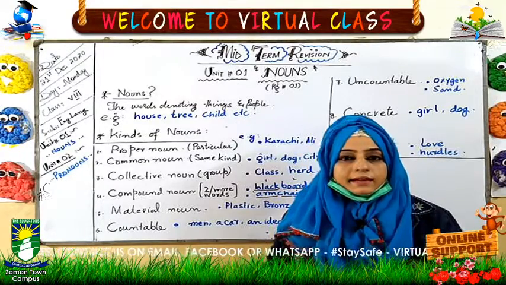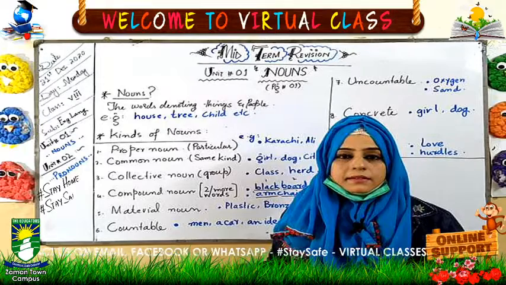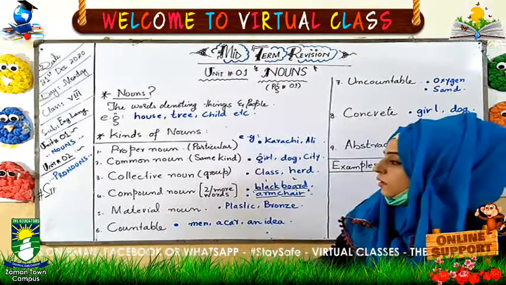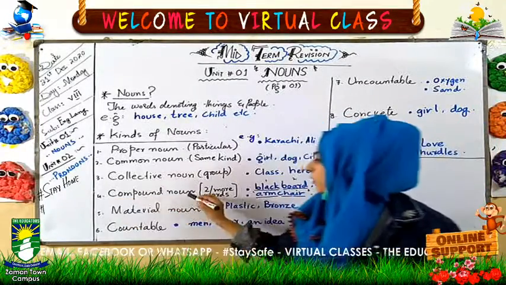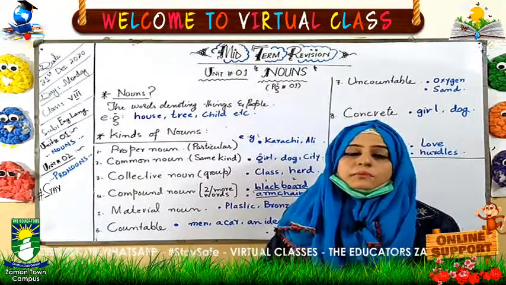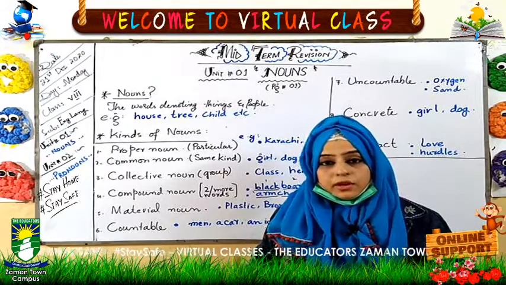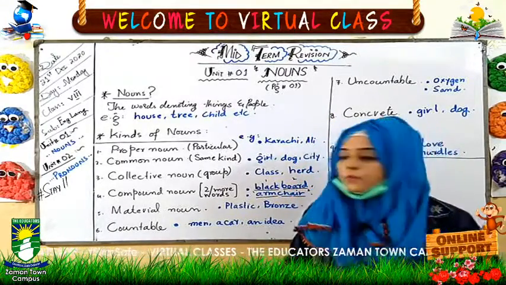The strength of the whole class means they are in a group, and it would be the collective noun, right? Now, number four is compound noun. Compound noun means a group of two words, two different nouns that join together and form a new one.